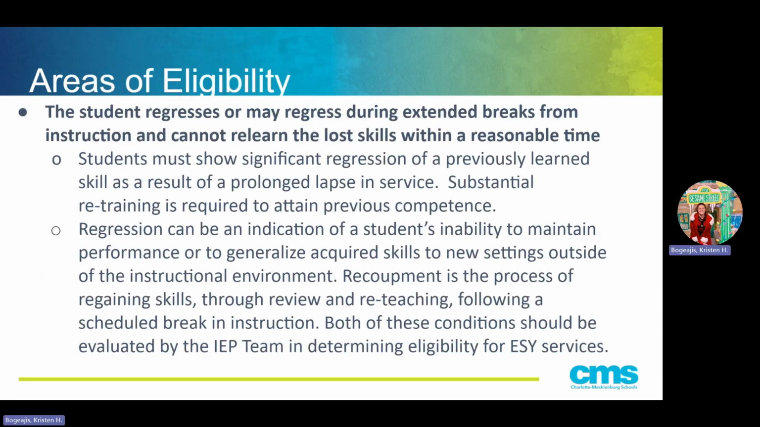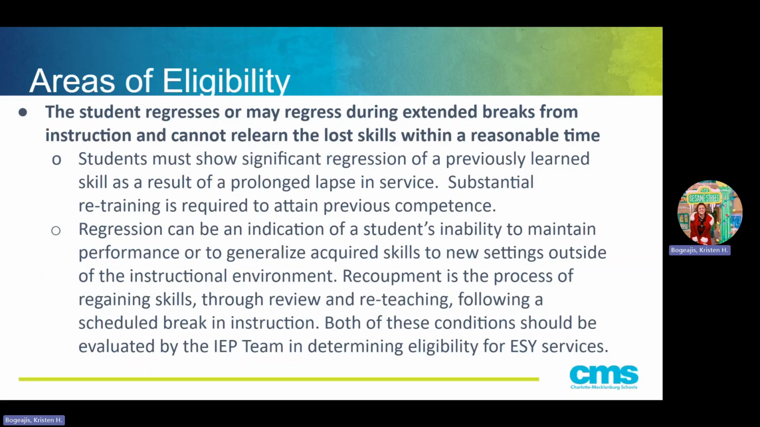Let's talk about the areas of eligibility. The first area we're going to speak about is the student regresses or may regress during extended breaks from instruction and cannot relearn the lost skills within a reasonable amount of time. So when you are looking at the extended school year eligibility page and you're making that determination, you're going to see three options. This is the first option that you're going to see in that list.